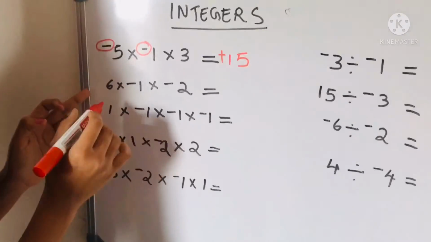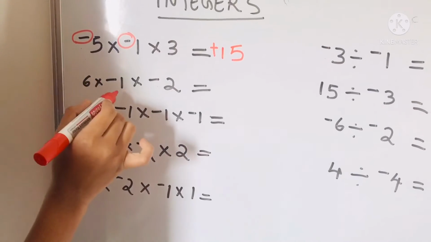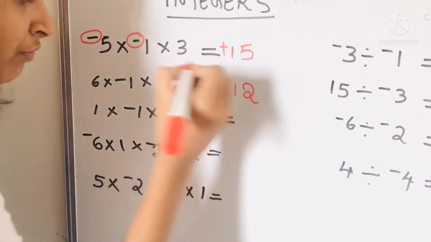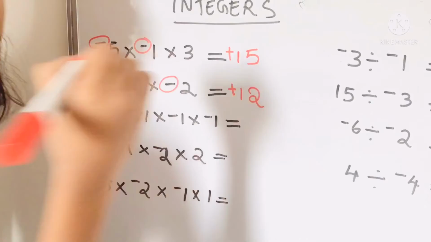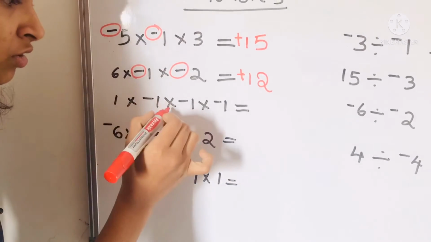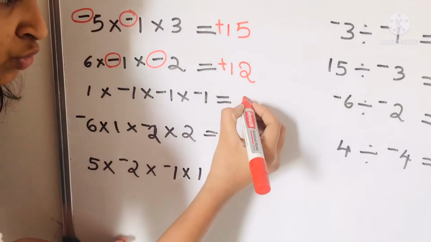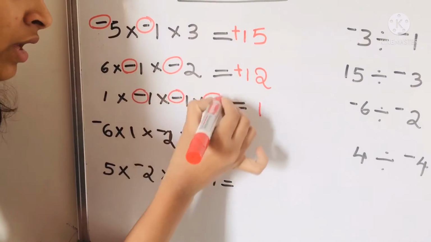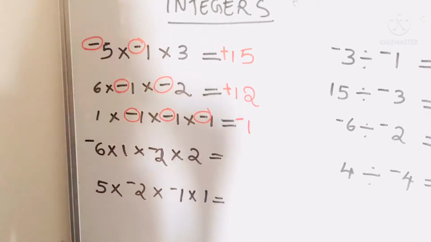The next one: 6 into minus 1 into minus 2. 6 into 1 is 6, 6 into 2 is 12. The number of negatives is 1, 2, which is even, so we put plus here, and we get the answer as plus 12. The next one: 1 into minus 1 into minus 1 into minus 1. We just multiply and get the answer as 1 only, and the number of negatives is 1, 2, 3, which is odd, so we put minus here.